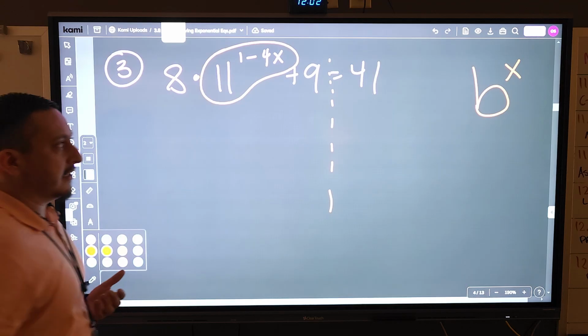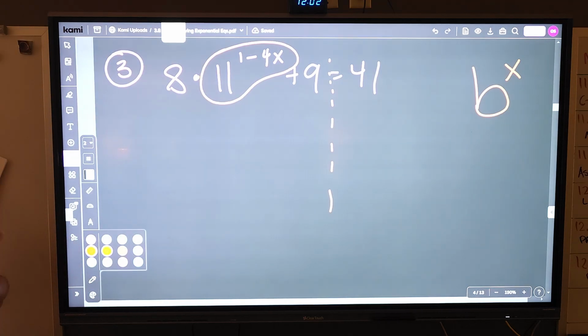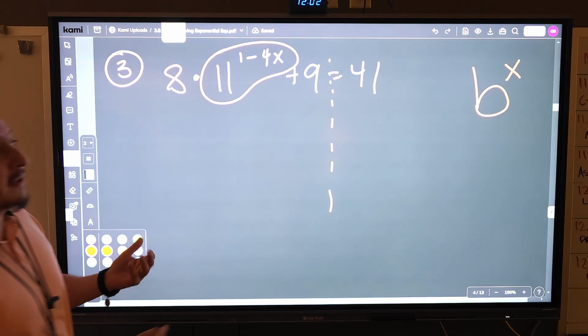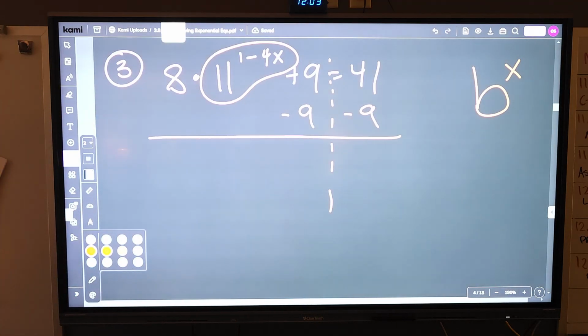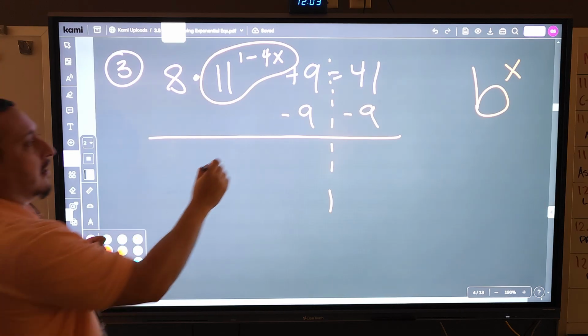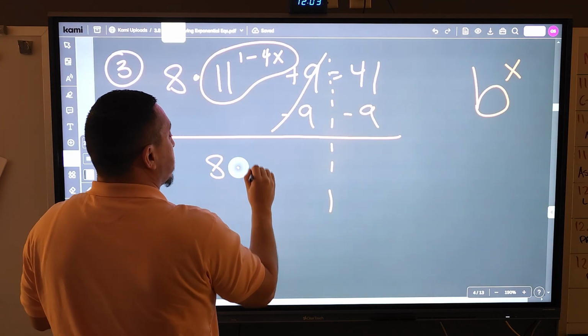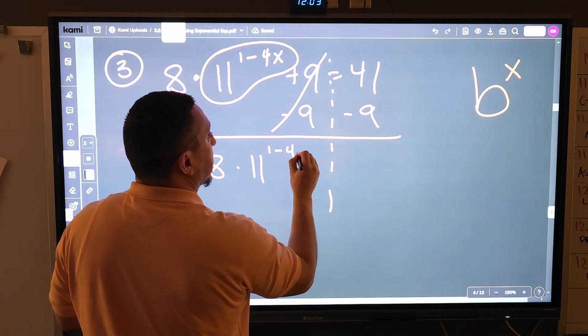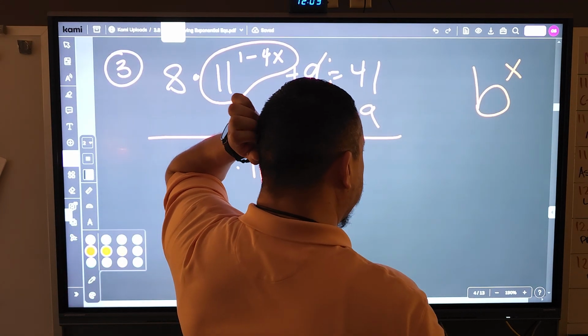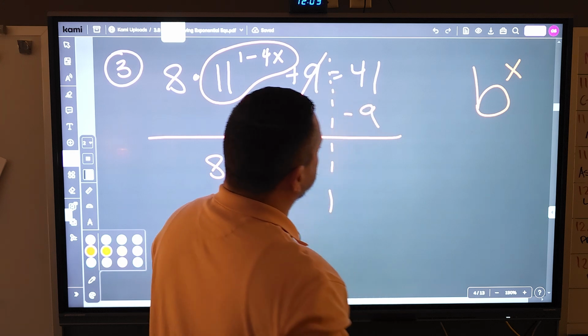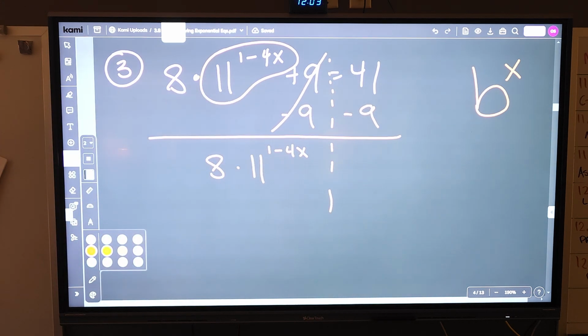You have to isolate. So we have to move the 9, you have to move the 8. Right? And the 9 goes first because it's subtract. That does matter, which one you move first. And so we have 8 times 11 to the 1 minus 4x. What is that? Is it 32? Yeah, 32.